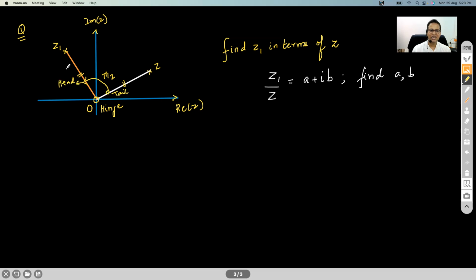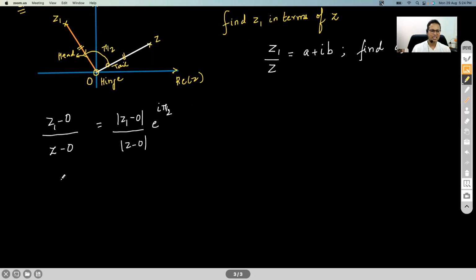Write down the two complex numbers connected to the head first. So Z1 minus 0, as origin will be considered to be 0. Hinge should always be after the negative sign. Divided by Z minus 0, that means the complex numbers connected to the tail. This will be equal to mod Z1 minus 0 by mod Z minus 0 into e to the power i pi by 2, because you have considered an anti-clockwise direction for it, isn't it? Now this is as good as saying Z1 by Z.